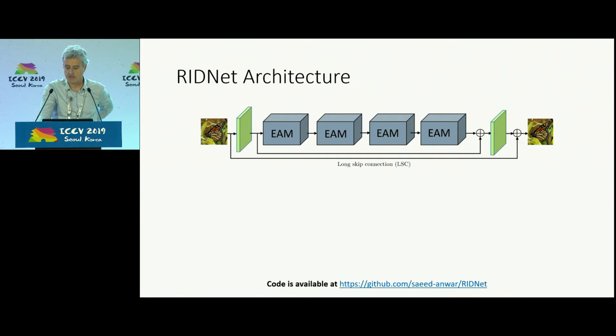Our overall architecture has a single feature extraction layer and uses 4 enhancement attention modules before finally reconstructing the image. Our single-stage model uses skip connections at each step. In this image, you see long skip connections as shown here. Each of the 4 enhancement attention modules is embedded with a short skip connection and has 4 stages inside, each with a long skip connection.